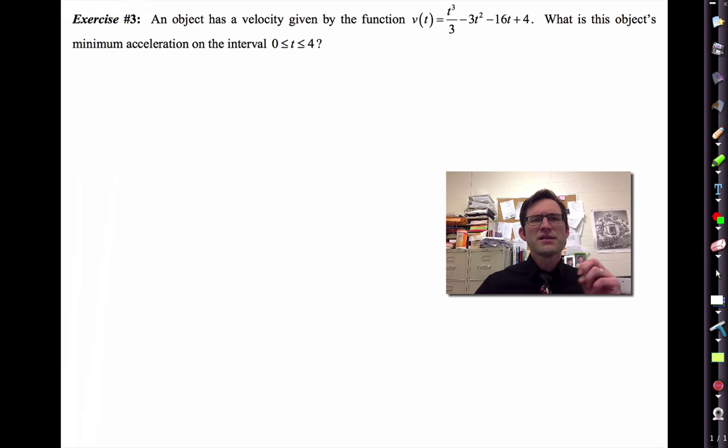Exercise 3. An object has a velocity given by that function. What is this object's minimum acceleration on the interval 0 to 4? All right, I think you have every tool you need in your toolbox. Pause the video for, I don't know, let's say 5 minutes and try to answer the question.